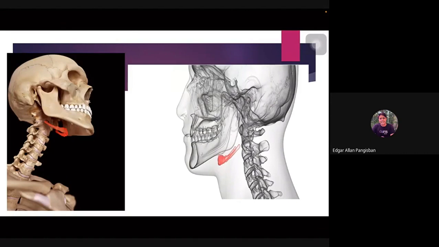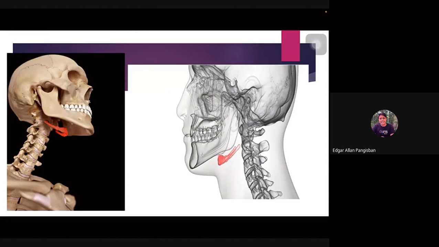What will be the cause of death of a person pag na-fracture yung hyoid bone? So tingin niyo, what is the cause of death? You may want to use your mic or your chat box. Okay, ano sa tingin niyo pinamatay niya pag na-fracture? Asphyxiation, sir? Miss Crosby, can you repeat? Asphyxiation, sir. Okay, asphyxiation.